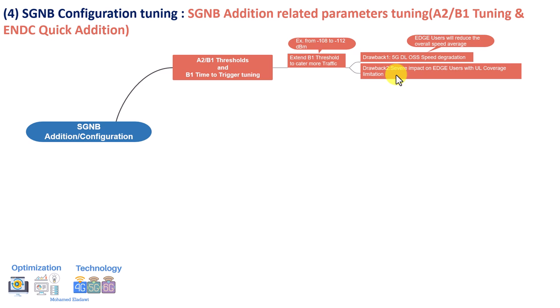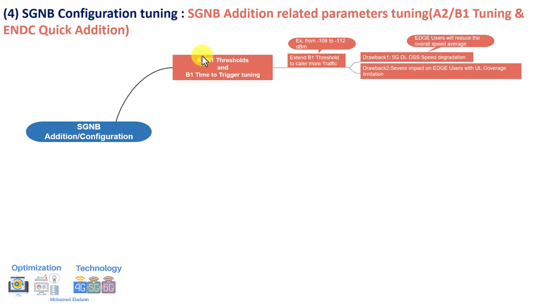So you need to consider, when extending the threshold, that it's not extended that much. Do it with a proper network study for the current network, including indoor penetration and 4G and 5G coverage, and do several tests using whatever tools, drive test or indoor, in order to guarantee the optimum threshold you can use for B1.